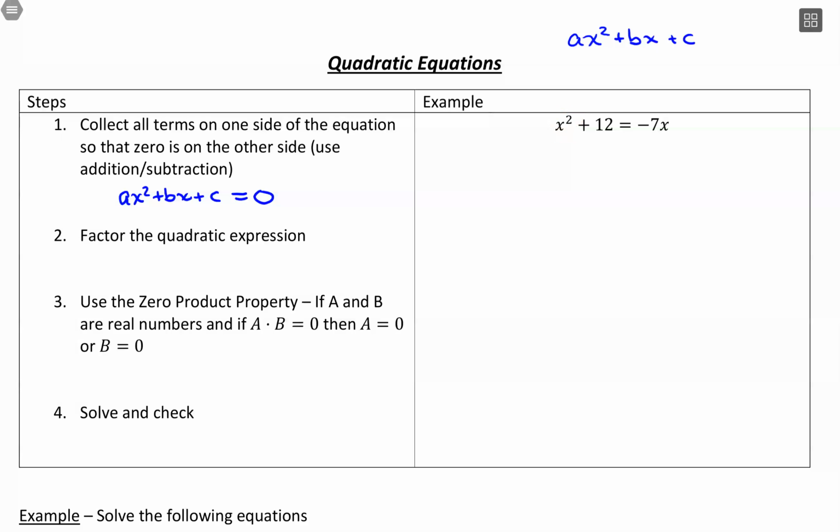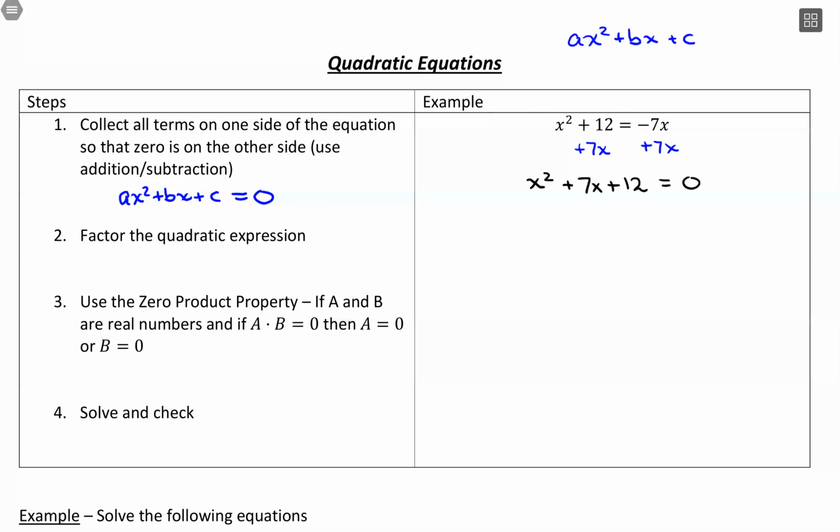Looking at this equation here, typically I want to keep x squared positive. That's helpful for when we get to factoring. So it's really this negative 7x that I need to move over to this left-hand side. I'm going to add 7x to both sides of the equation. So we'll have x squared plus 7x plus 12 equals 0.